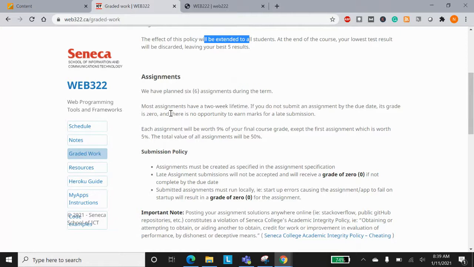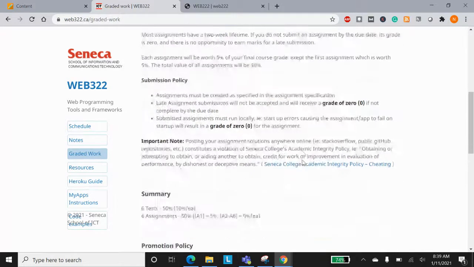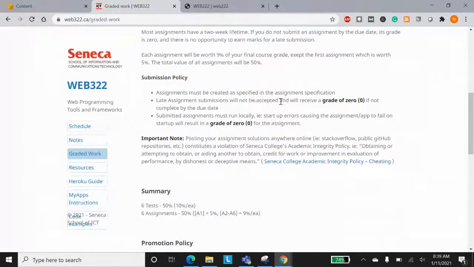But the policy says again that you will have to submit before the due time. And of course, the submission policy must be clearly specified in the assignment section. They will come in the assignment section. Just don't worry about that. Blackboard, and then submitted assignments must run locally. Startup errors causing the assignment app to fail on startup will result in a grade of zero. So again, your assignment should be successfully running, and if not running, then that would be a problem altogether for everyone.